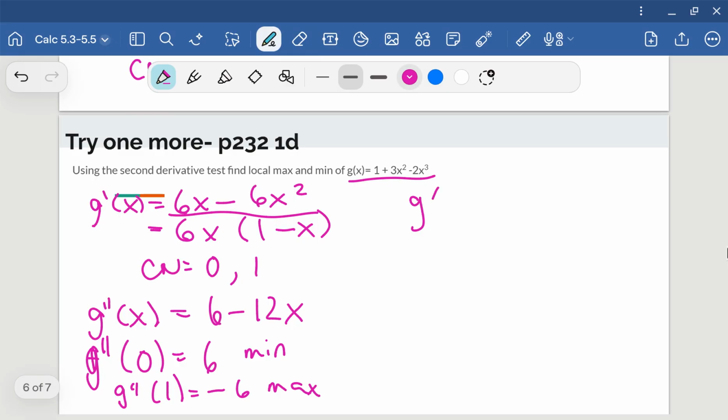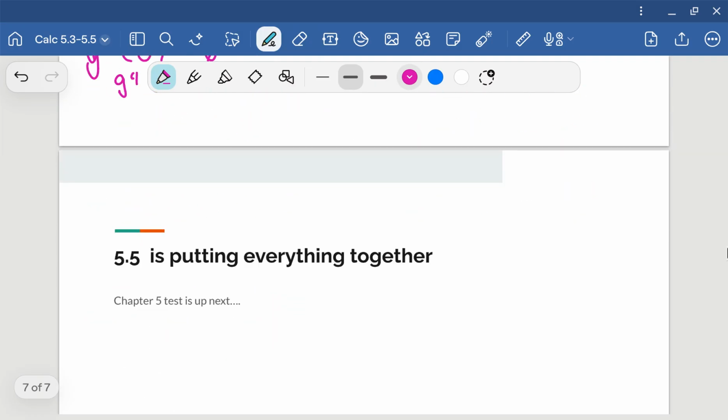So at g of 0, you have the point 1, and that's your local min. And at g of positive 1, you get negative 6. Nope, I'm going back to my original function. Sorry, I'm plugging it into this. And when I do that, I get 2. And so that's going to be my local max. So it's nice and easy to find your local max and min if you know that second derivative test.